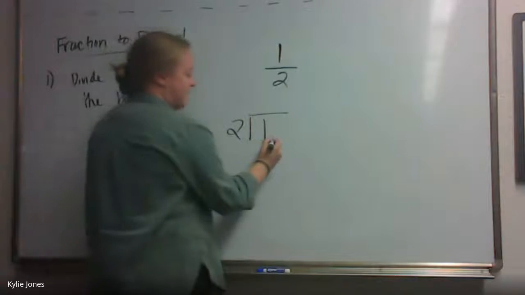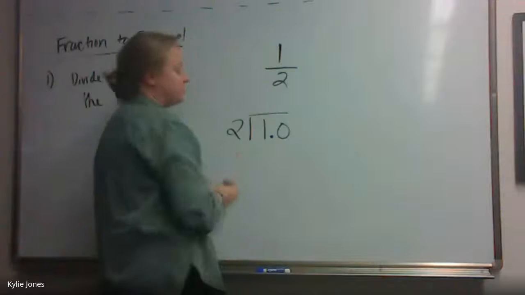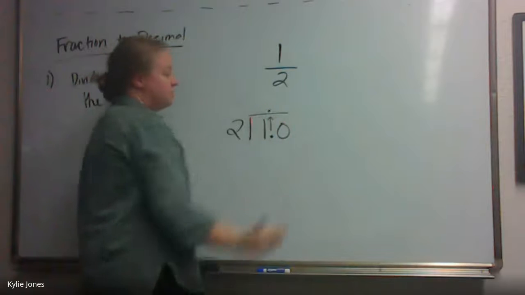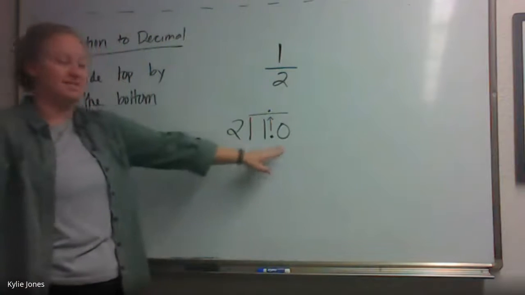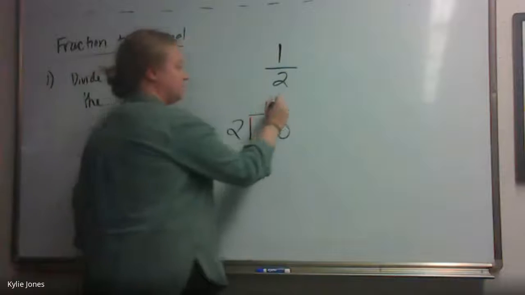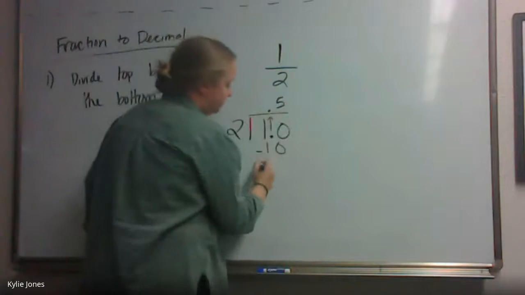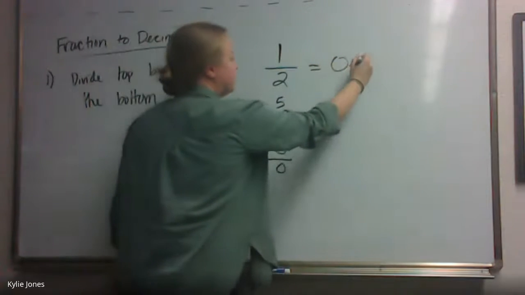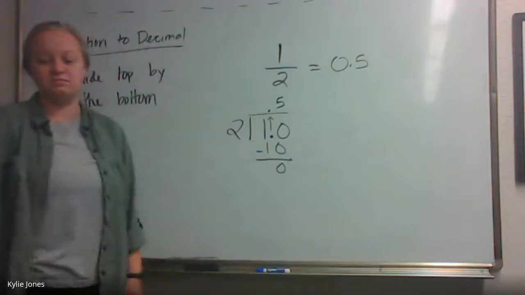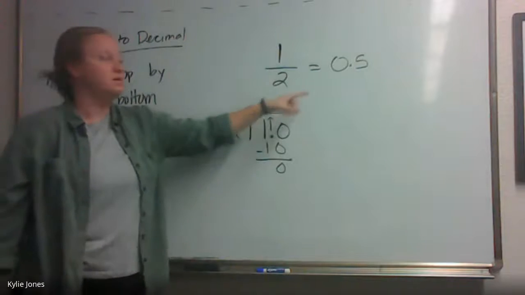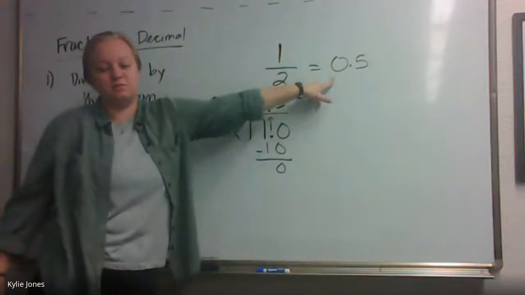Yep. Okay, so then what we need to do is add zeros. Add our own decimals and zeros. If you're going to add your decimal, you got to make sure you bring it up to the top too. So now, does 2 go into 10? Yes, 5 times. And it goes in evenly. So 1/2 is the same thing as saying 5/10. All you do is divide, and whatever decimal you get as your answer is your fraction as a decimal.